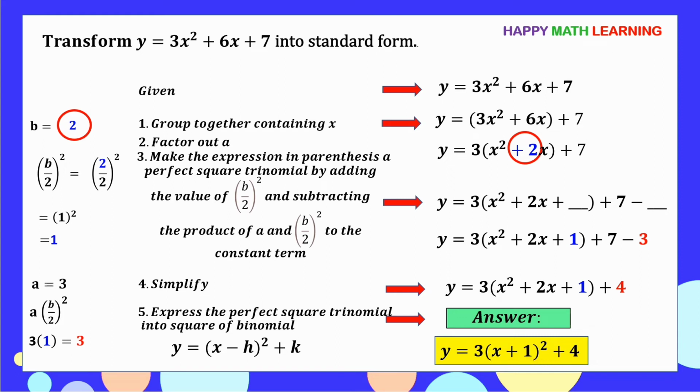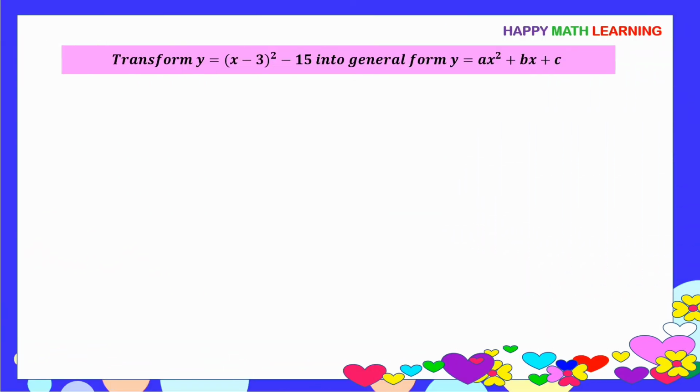Now, let's proceed to transforming vertex or standard form into general form. For example, number 1, transform y equals the quantity of x minus 3 squared minus 15 into general form y equals ax squared plus bx plus c. First step, expand y equals the quantity of x minus h squared plus k. y equals the quantity of x minus 3 squared minus 15.